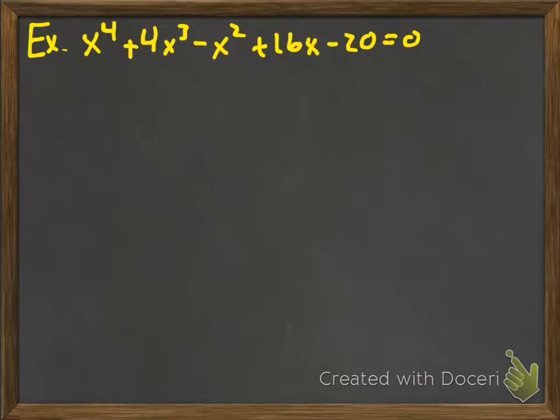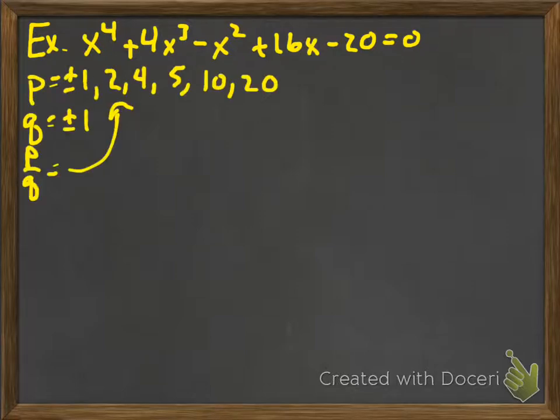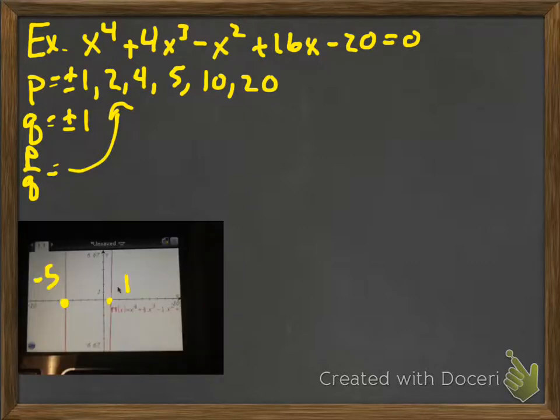Okay, so here's another example, and we're going to do the same thing. Do the p's and the q's. And you can see, again, for 20, it's 1, 2, 4, 5, 10, and 20. Q is plus and minus 1. P divided by Q, basically the same thing. Do the graph, and you can see that it looks like it crosses in two spots at -5 and +1.